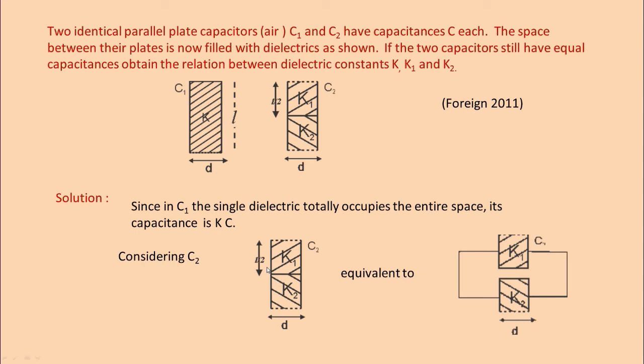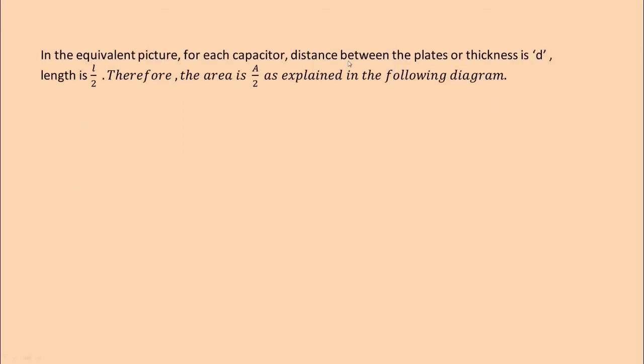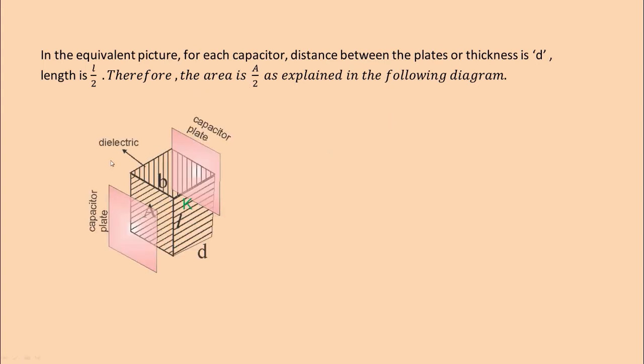So when this length is L by 2, automatically the area will become A by 2. That we can explain by another diagram. The equivalent picture for each capacitor, distance between the plates or thickness of the dielectric is D. Length is L by 2. Therefore, the area is A by 2 because the breadth will remain same. This is the first capacitor, C1. You fill it up with a dielectric. This is a kind of exploded view. These are the two plates. They are shown a little bit apart so that you can see what the diagram looks like, or what the dielectric looks like. How does it fill the capacitor?